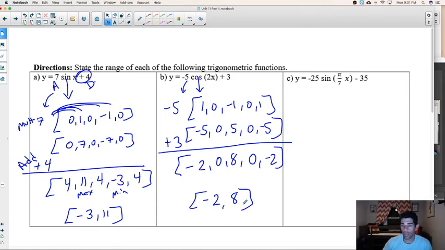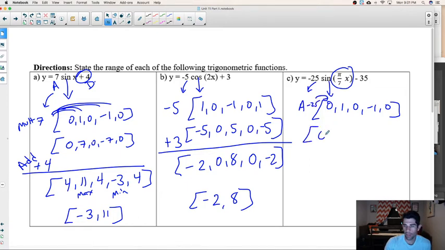So there's your range. And the final one, now this might look a little different. You say, well, what about this? Well, that's your frequency to find your period, which has nothing to do with finding the lowest and highest point. You're still going to figure out what your critical values are and find the max and min from there. So here we're looking at sine, so it's 0, 1, 0, negative 1, and 0. Take your amplitude, which is negative 25, and multiply. So you're going to have 0, negative 25, 0, positive 25, and 0.